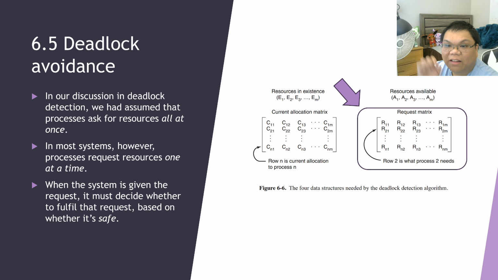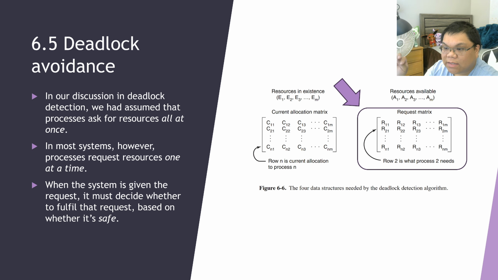Can we avoid deadlock altogether? Can we allocate resources in such a way that we can avoid the possibility of deadlock? Well, here's how we do that. In our discussion in deadlock detection, we actually made an assumption, and it is this. When processes request resources, they know exactly how many of each resource they're gonna ask for, and they're gonna ask for them all at once. That usually is not the case.